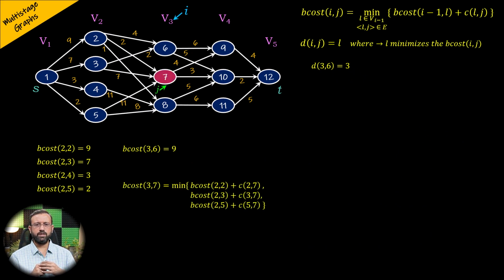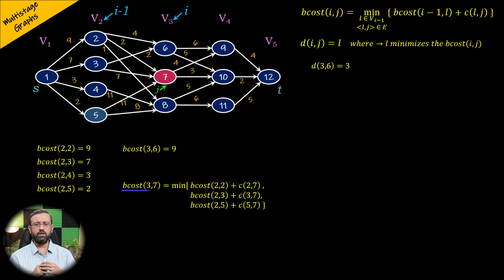cost of 3, 7, since i is the stage, which is 3, and j is the vertex in that stage, which is 7, and is equal to minimum of B cost of 2, which is the previous stage, and vertex 2 plus cost of the edge from vertex 2 and vertex 7. Then B cost of 2, which is the previous stage, and vertex 3 plus cost of the edge from vertex 3 and vertex 7. And B cost of 2, which is the previous stage, and vertex 5 plus cost of the edge from vertex 5 and vertex 7.